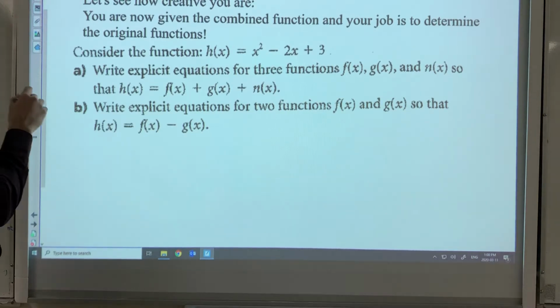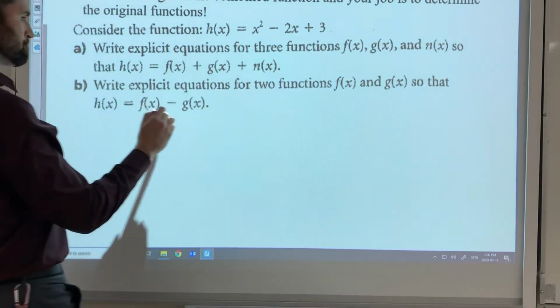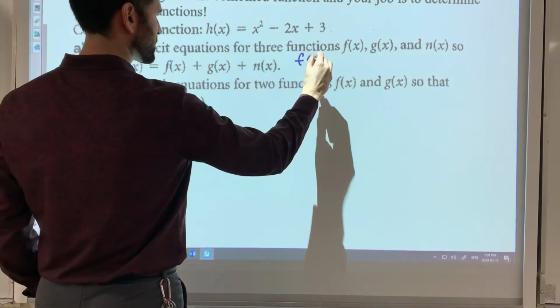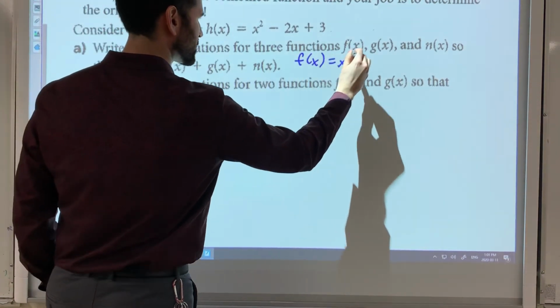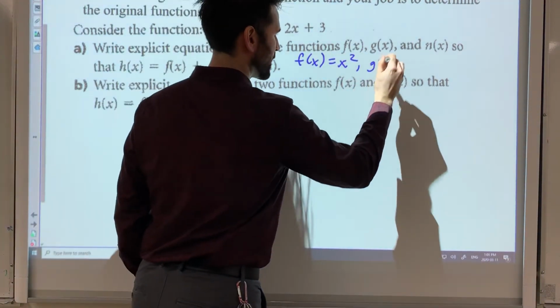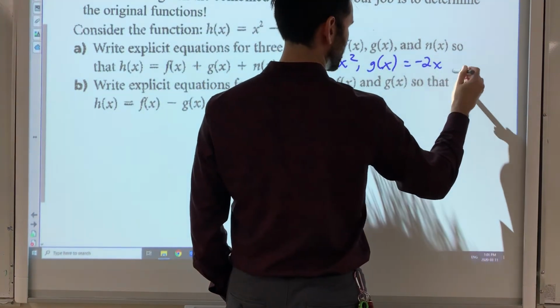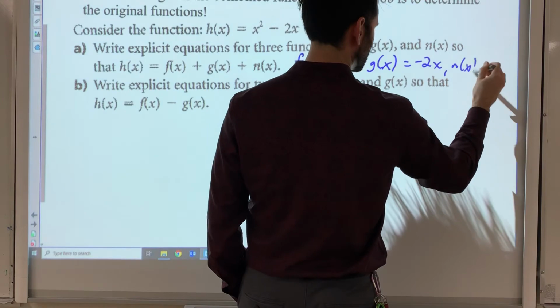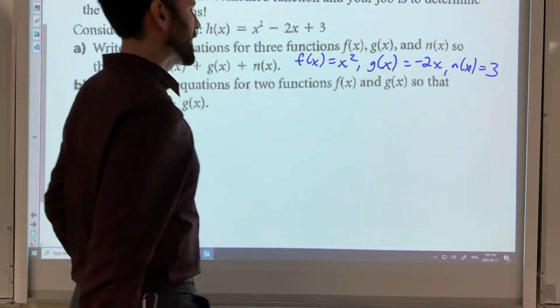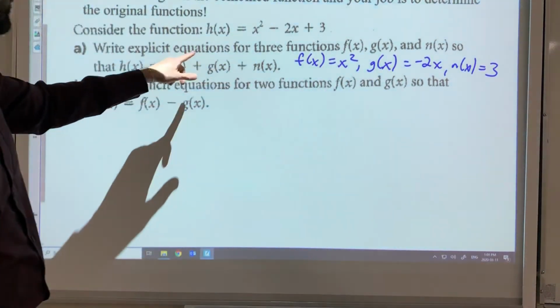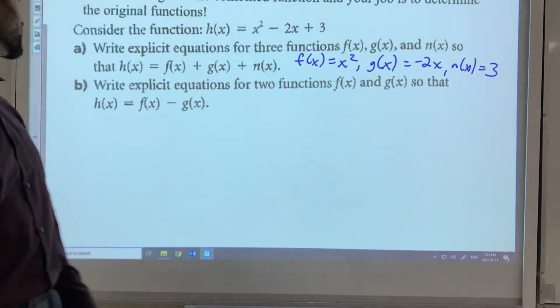So you could say something like, oh, how about f of x is x squared and g of x is negative 2x, and n of x is 3. Now, if you were to add those all up, you would get this. So that's probably the easiest way to do it.